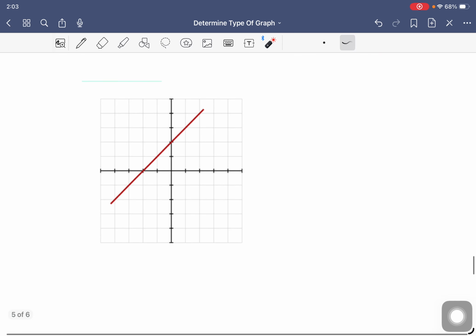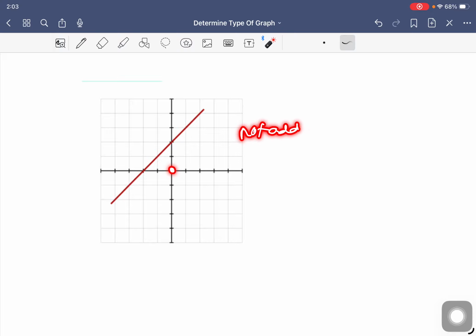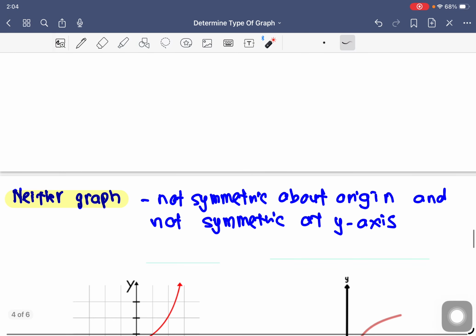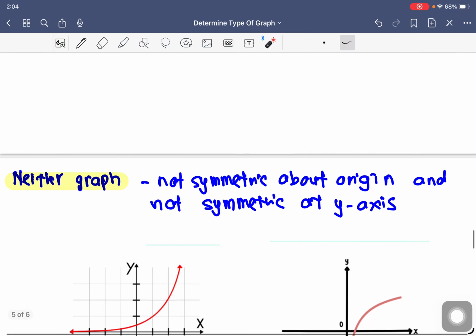For the last one, we have a slope here, but the slope here is from the right hand side going down to the left hand side. It does not touch the origin here. So it is not odd, and it is also not even, because this is our mirror here. The transformation must be from the right hand side to the left hand side, or from the left hand side to the right hand side. So this is the neither graph. So a neither graph is not symmetric about the origin and also not symmetric about the y-axis.